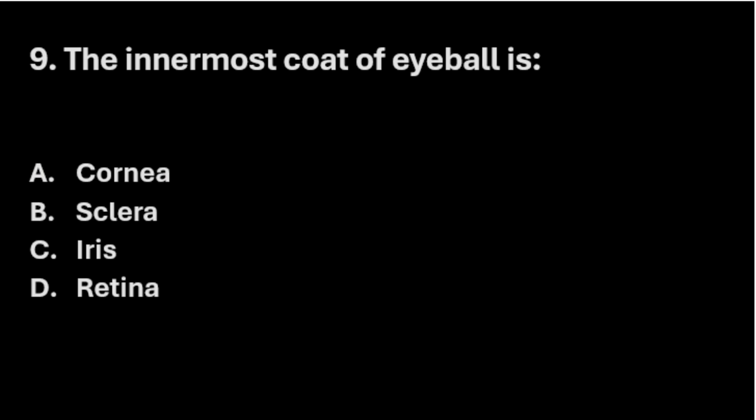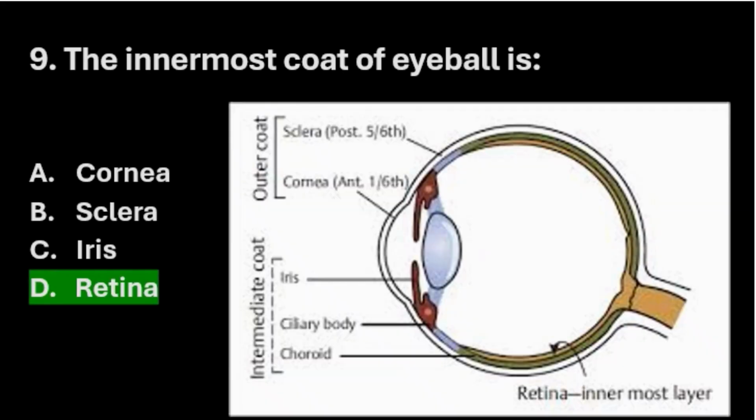Next question. The innermost coat of eyeball is option A cornea, option B sclera, option C iris, and option D retina. The right answer here is option D retina. You can see the diagram here. The outer coats are sclera and cornea. Then the intermediate coats are iris, ciliary body, and choroid, and the retina is the innermost layer. Remember this diagram for your exam.